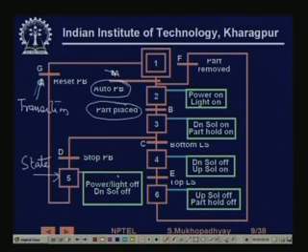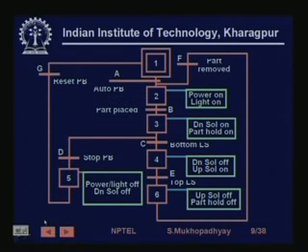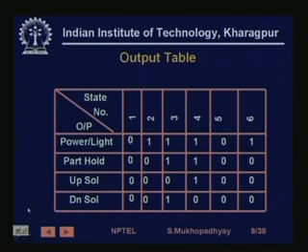This is what we call the state transition diagram, and these are the outputs which are exercised at different states. That is also captured in what is known as an output table. The output table says that among the four outputs that we have, namely power light switch, part hold, up solenoid and down solenoid, what is their status, whether they are on or off in the various states.